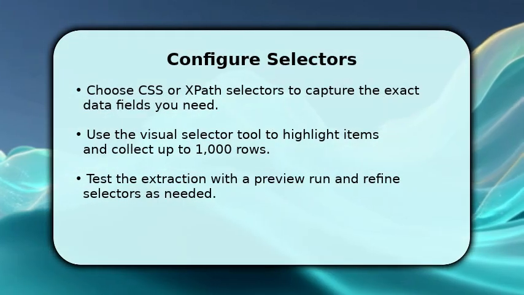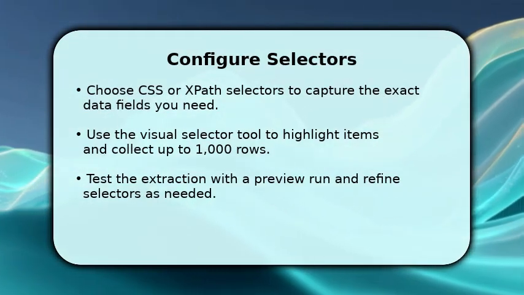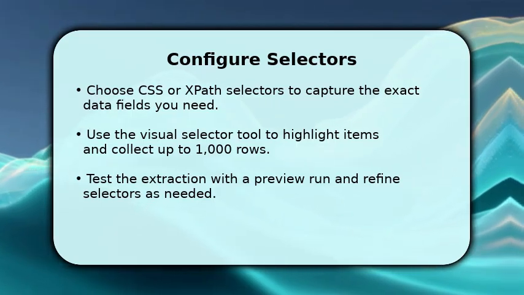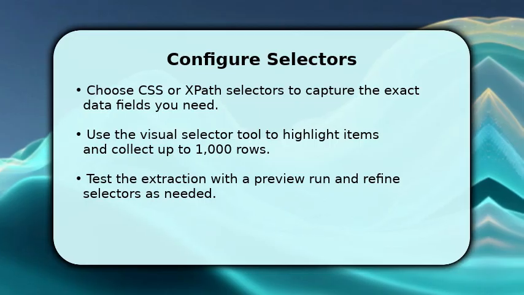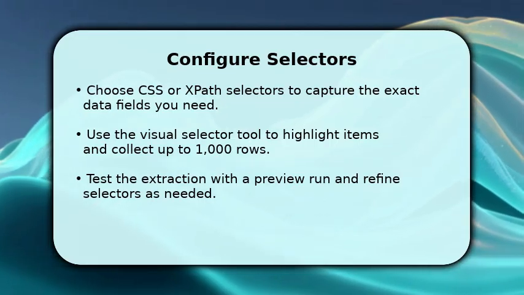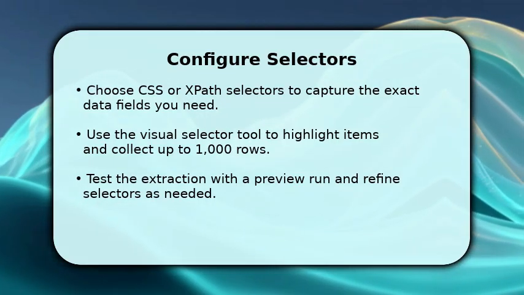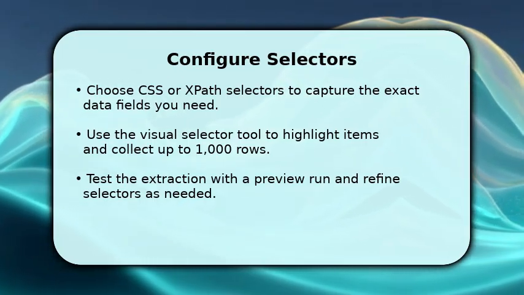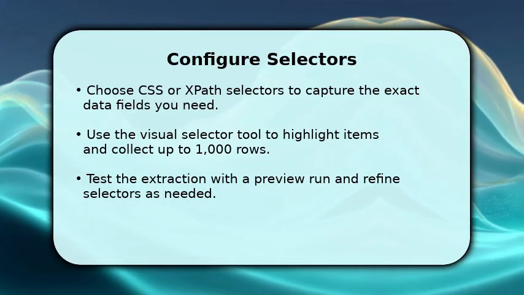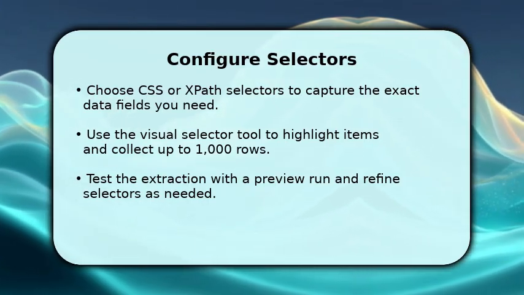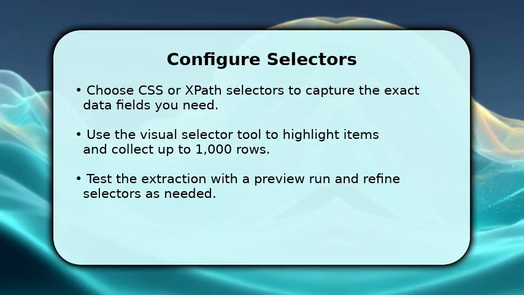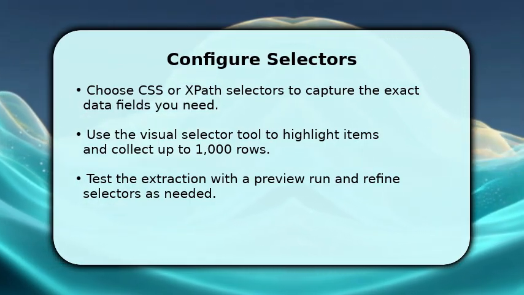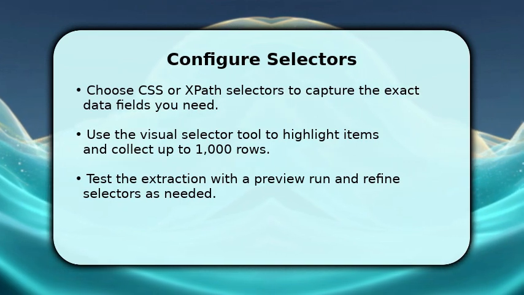Choose CSS or XPath selectors to capture the exact data fields you need. Use the Visual Selector tool to hover and click elements you want, like titles, prices, or images. Set pagination rules to collect multiple pages and limit extraction to 100 or 1,000 rows per session. Test the extraction with a preview run and check the results in the built-in table preview. Refine selectors if items misalign, then save the scraper configuration for repeated use and automation.